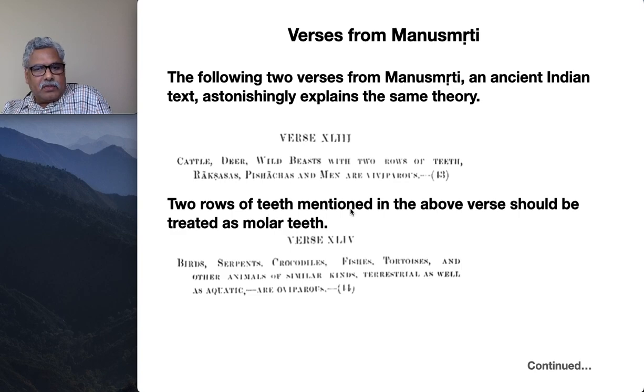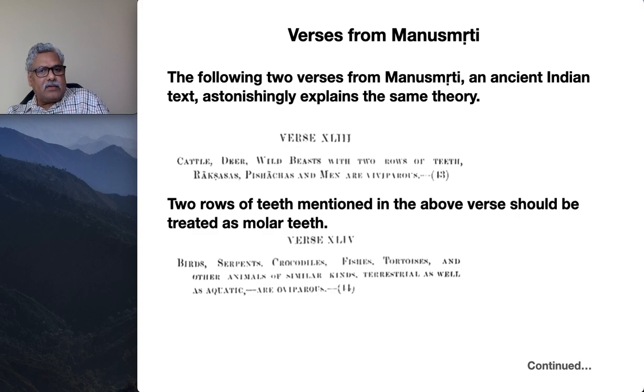And so the 2 rows of teeth mentioned in the above verse should be treated as molar teeth. So they said teeth, but when you see crocodiles, they also have teeth. But what I think they meant when they say teeth is molar teeth, where you can chew the food. The next verse says birds, serpents, crocodiles, fishes, tortoises, and other animals of similar kinds, terrestrial as well as aquatic, are oviparous. Means they are egg laying.